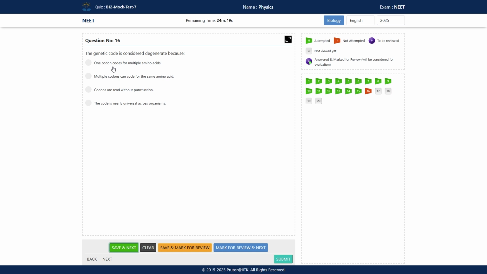Next one, genetic code is considered degenerate because, option A, one codon codes for multiple amino acids; option B, multiple codons can code for the same amino acid; option C, codons are read without punctuation; and option number D, the code is nearly universal across the organisms. What is the correct answer?